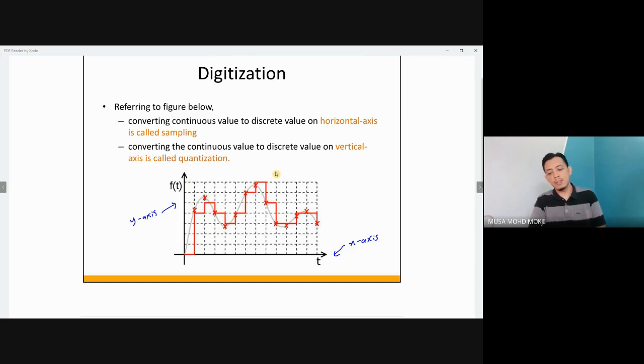But in this course, this semester, we're not going to focus on quantization. We're just going to assume that our discrete signal is going through sampling only. Even though there is quantization, we're going to focus on the sampling alone. Hopefully you guys still remember this, right?